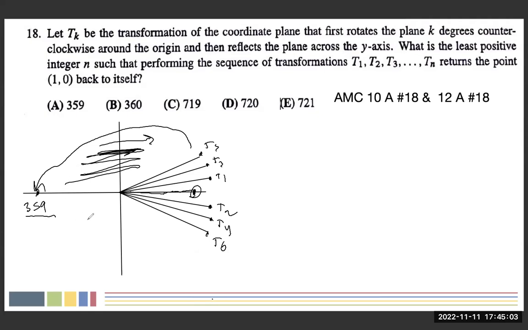So hopefully that makes sense, and that explains why when we reach 359, it reaches the x-axis again, but at the opposite side if not for the reflections. But if we include the reflections, since there's an odd number of reflections, that is what returns it back to the origin. I mean, (1, 0). And that is why the answer is 359.